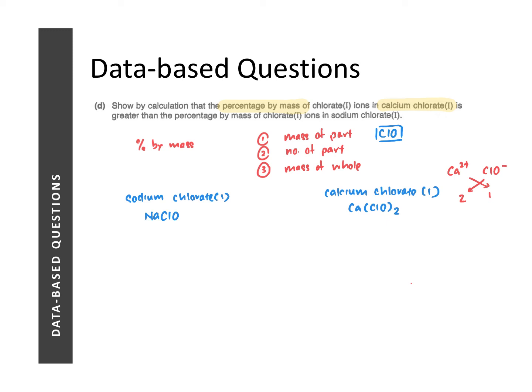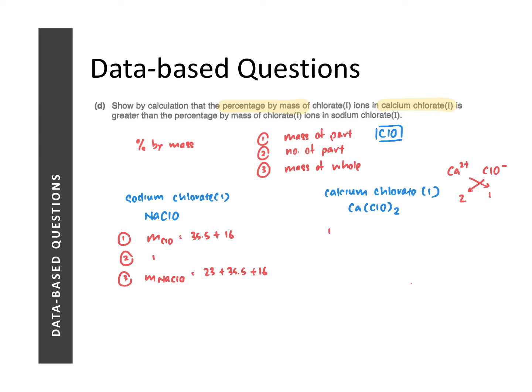Alright. So with the formula of the two compounds, we now know the number of parts. For sodium chlorate, the mass of the part, that means the mass of ClO, would be 35.5 plus 16. Number of parts would be equal to 1, because there's only one ClO in the formula. The mass of the whole, that means the whole thing, will be 23 plus 35.5 plus 16.